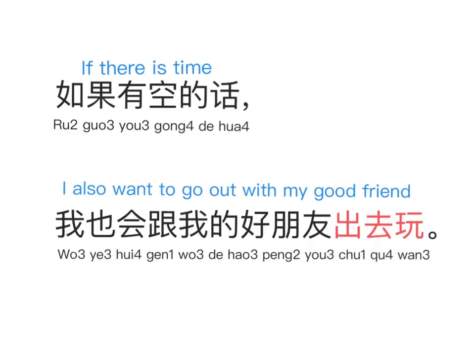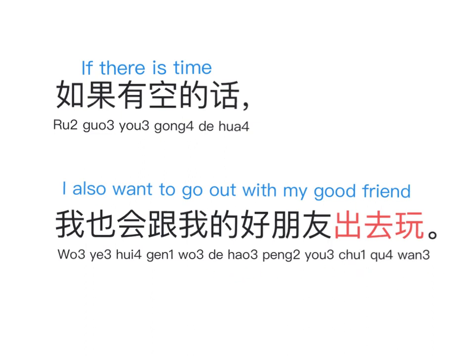Next, let me read to you. 如果有空的话, okay? 如果有空的话, if there is time, or if there is literally free time. 如果 is if, 如果 is if, okay? 如果有空的话, meaning if there is time, or extra time or free time, 我也会跟我的好朋友出去玩.